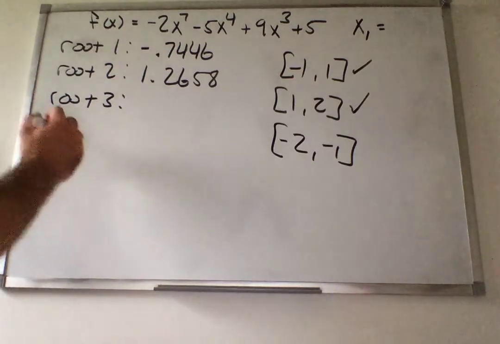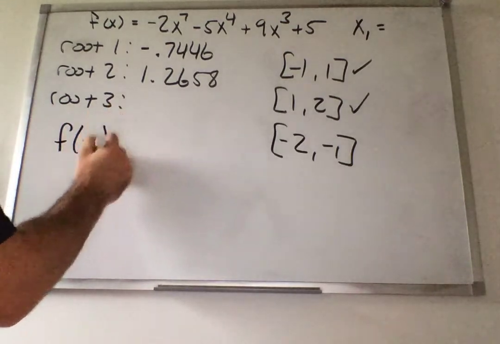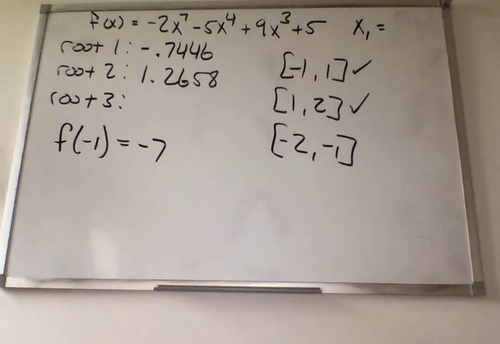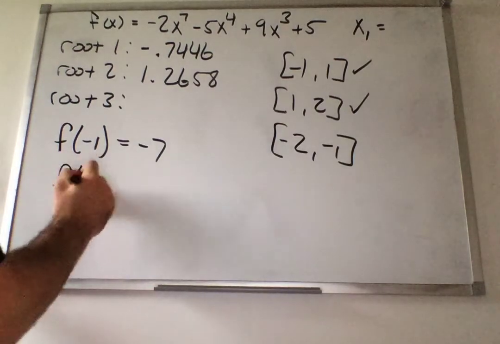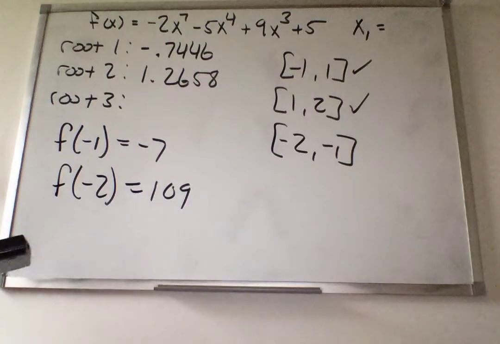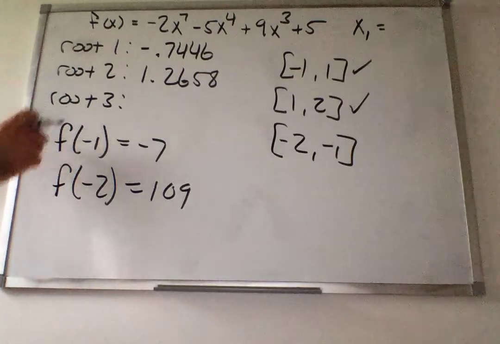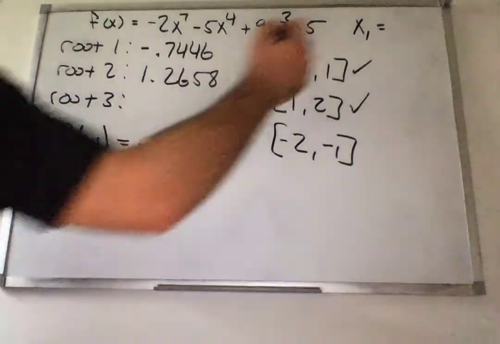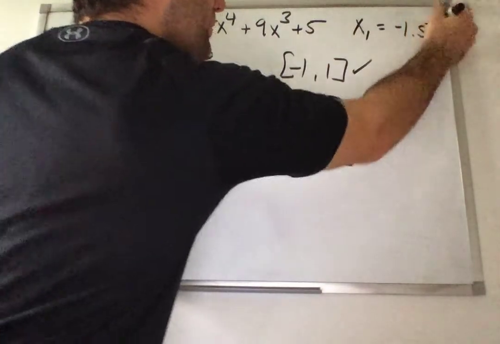So, let's see. We found f of negative 1 before. f of negative 1 was negative 7. But now if we find f of negative 2, that equals 109. So we know that there's a 0 somewhere between negative 2 and negative 1. Let's try negative 1.5.